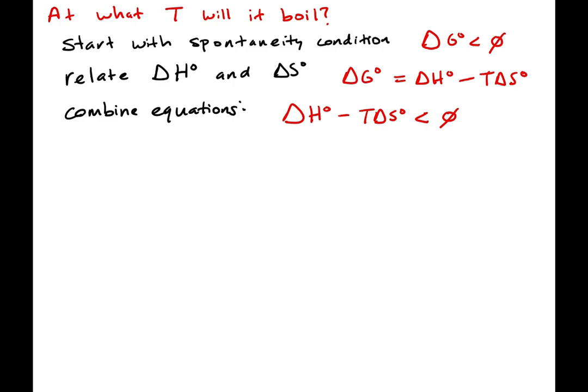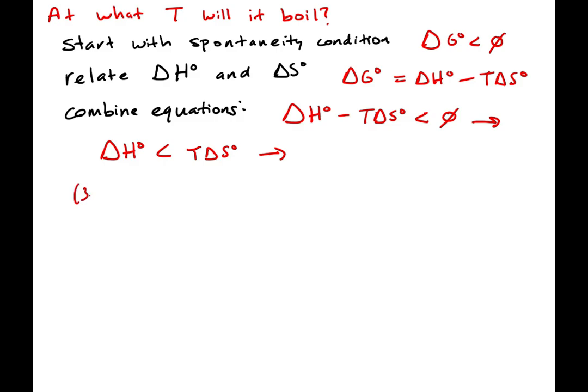At this point, it's going to be a matter of solving this inequality for temperature to find what temperature the process is spontaneous. So what I'm going to do is first add T delta S to both sides to get me delta H is less than T delta S. Now, normally I would solve for the variable of interest before plugging in the numbers. But in this case, I'm going to plug in the numbers at this point in time before I've solved completely for temperature. And you'll see why in a moment.